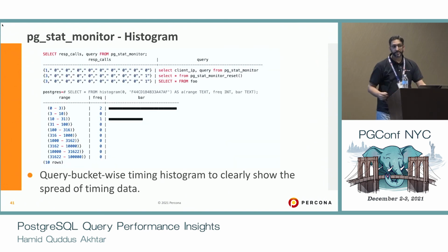It also provides you with a histogram of query time. So you can see, for example, that a particular query in that particular time bucket executed two times from 0 to 3 milliseconds, or it executed once between 10 to 31 milliseconds. And that's very useful because you want to understand the pattern of how that query is behaving.